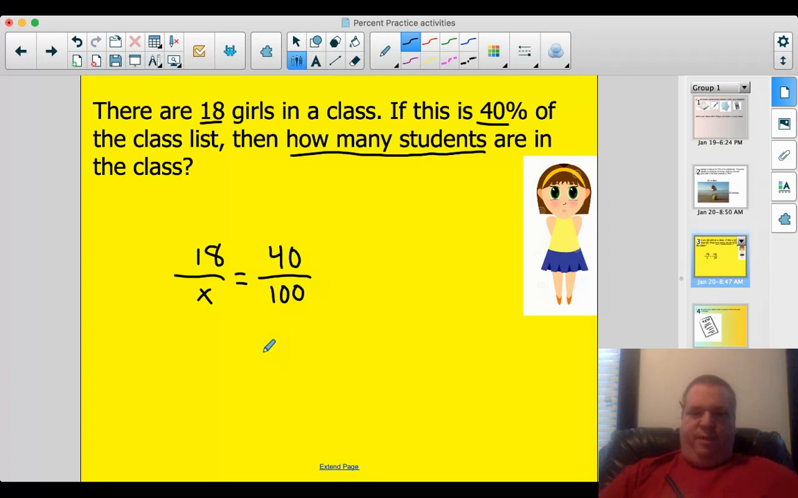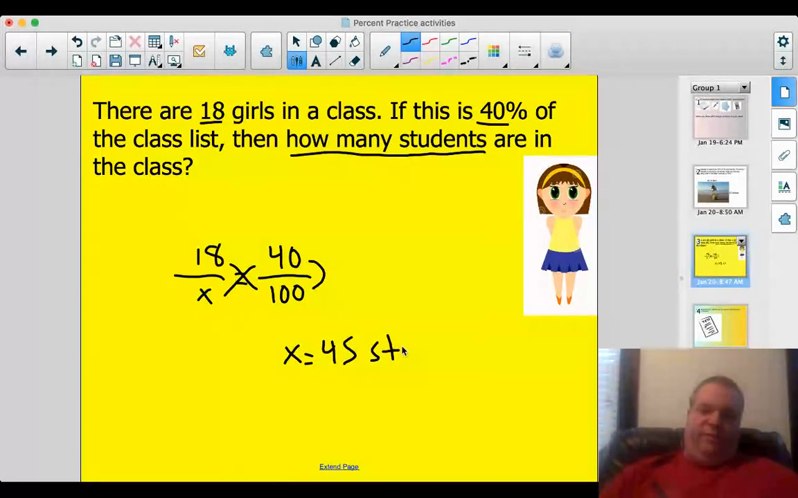Okay, well, let's go ahead and figure this one out. So again, we're going to do our fish method, which means I'm going to multiply the numbers that are across from each other diagonally. So 18 times 100 is 1800. Divide that by 40. Remember, you can be using your calculator on this, and I would recommend it. You should get 45. So 45 students is the entire class.